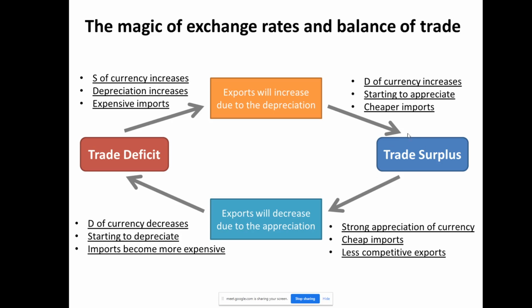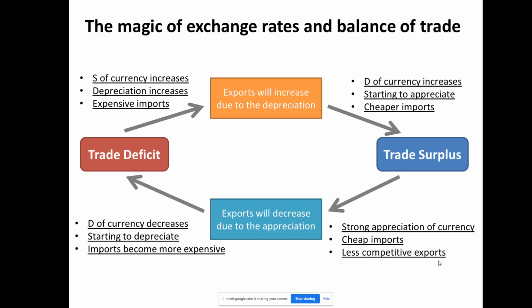When you have a trade surplus, you see here, appreciation. So now if we buy imports, it's way cheaper because of the appreciation of the currency. But if we keep going on, if our currency keeps moving upwards, then you will see our exports become once again less competitive, right?